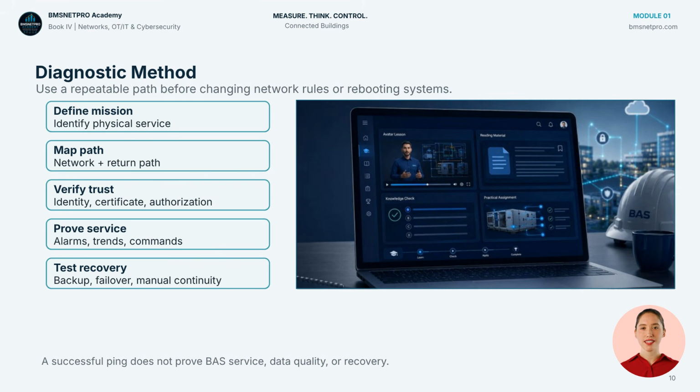Use a repeatable diagnostic method before changing rules or rebooting systems. First, define the physical mission. What operation is affected? Second, identify the service boundary. Are we testing the server, the database, the graphic, the historian, or the alarm service? Third, map dependencies. Then test the path and the return path. After that, verify the actual application service. Finally, confirm recovery. A successful ping does not prove alarms, trends, commands, data quality, operator workflow, or restoration.